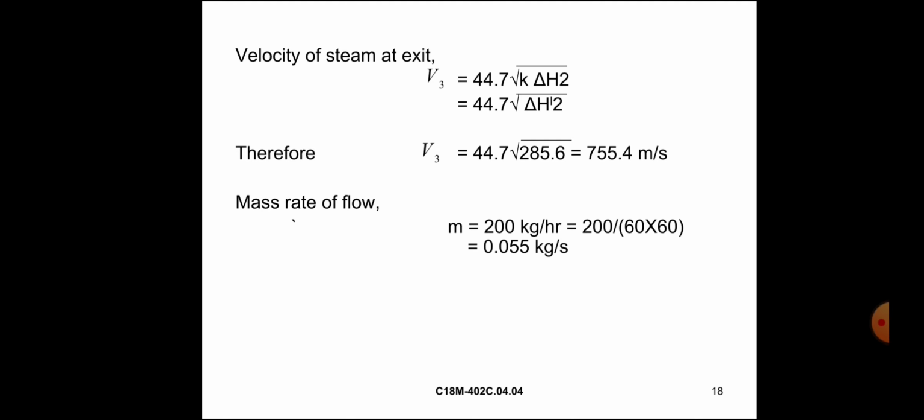Mass rate of flow m is equal to 200 kg per hour. Converting to seconds, 200 divided by 60 into 60 gives 0.055 kg per second. But m is equal to A2 V2 by x2 vs2. So 0.055 equals A2 into 481.4 divided by 0.982 into 0.343, giving A2 as 3.85 into 10 power minus 5 meter square, or 38.5 mm square.